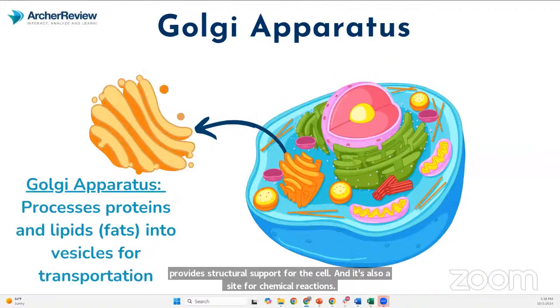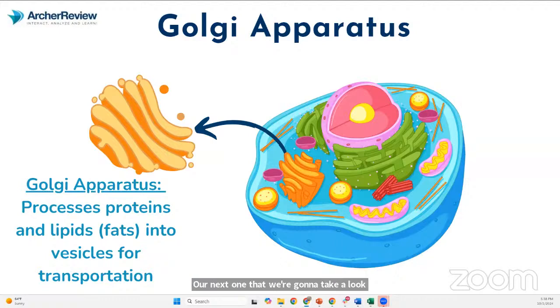Our next one that we're going to take a look at is the Golgi apparatus. The interesting thing about the Golgi apparatus is, if you've ever noticed, it's always capitalized while most of the other organelles are not. That is because it was named after Mr. Golgi, who discovered it. The Golgi apparatus's function is to process proteins and lipids into vesicles for transportation, typically outside of the cell.